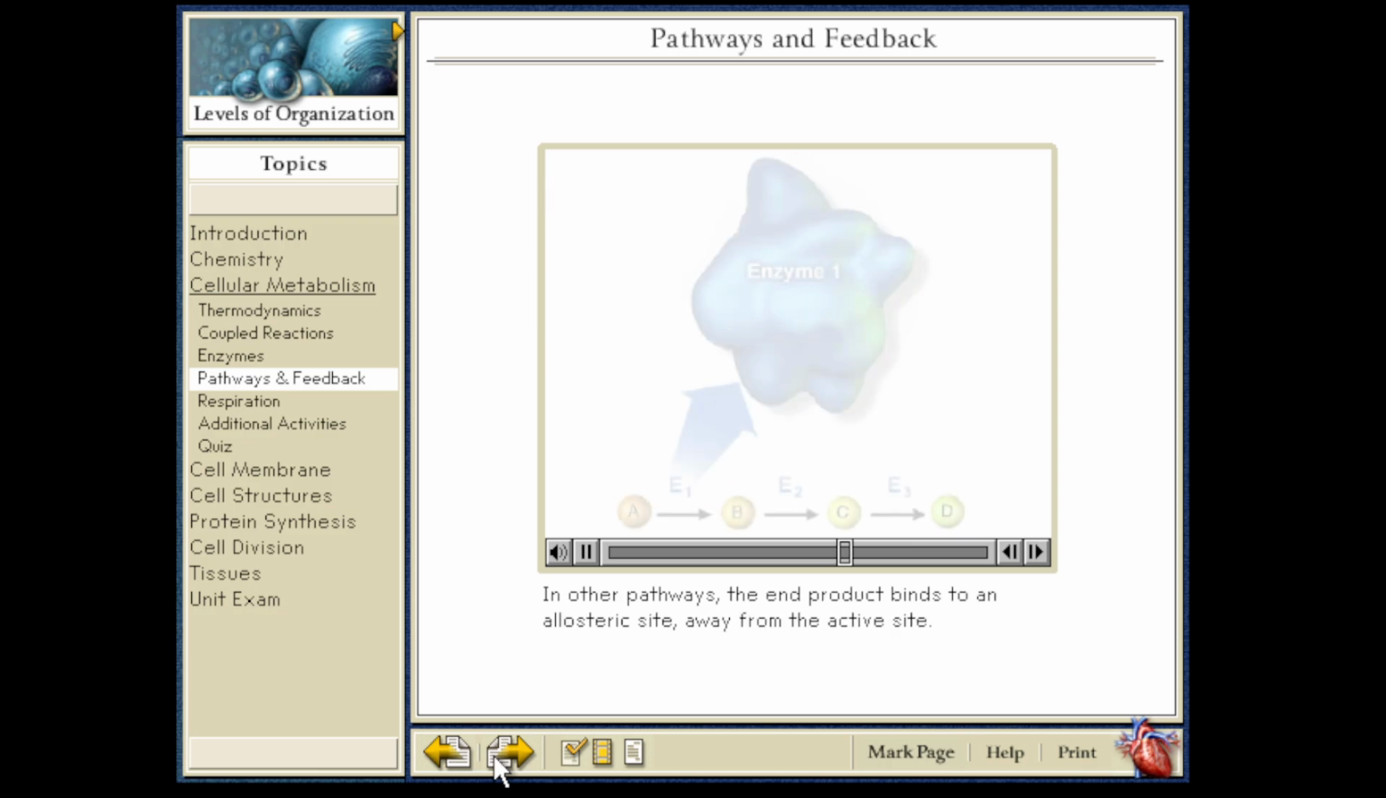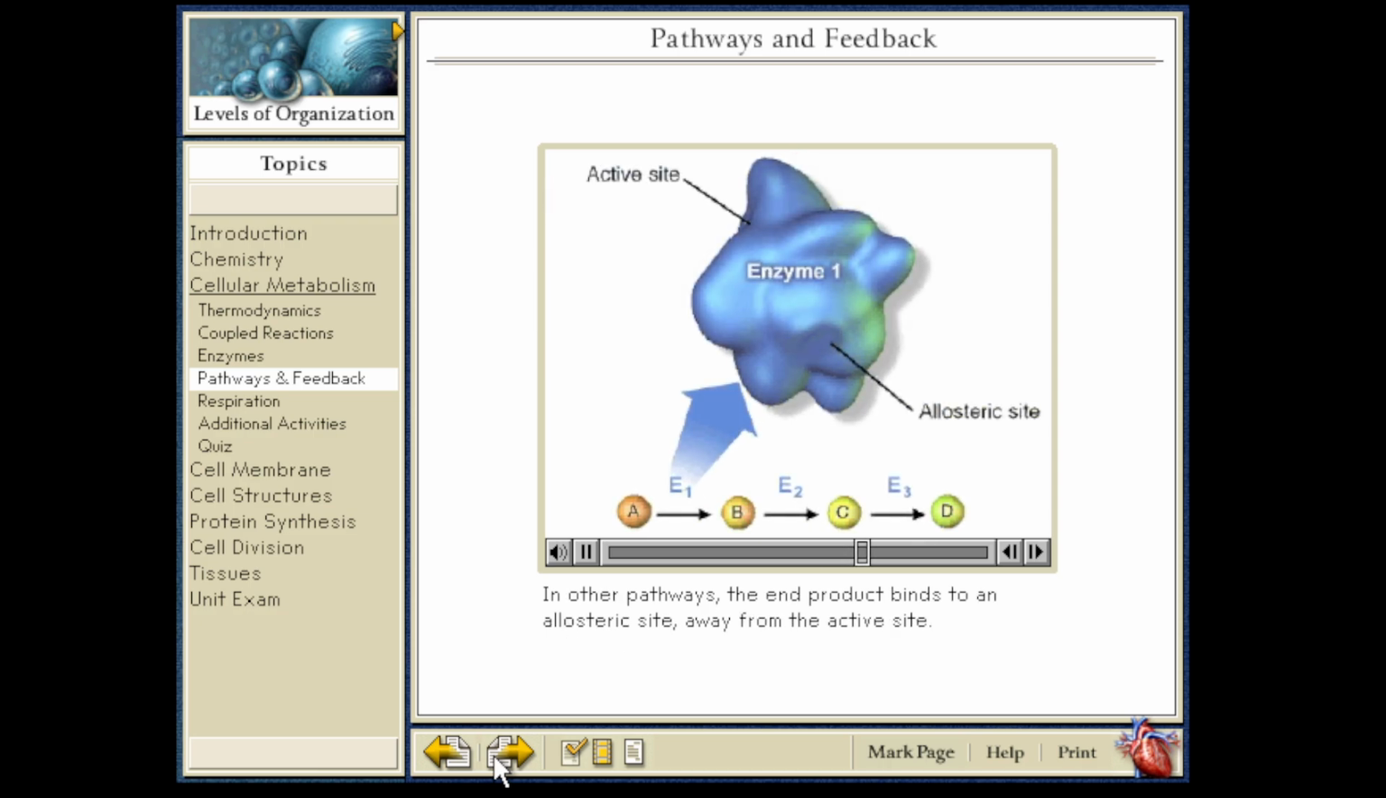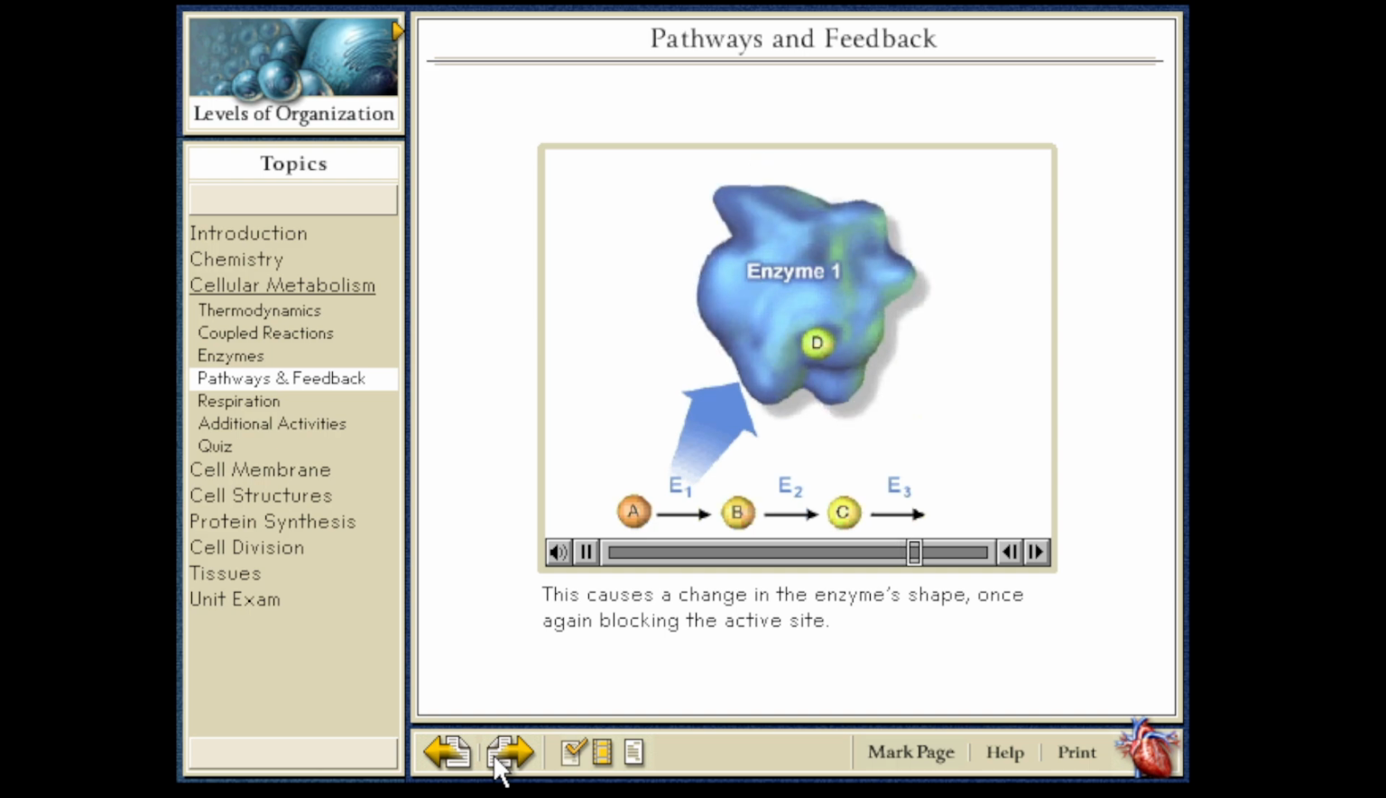In other pathways, the end product binds to an allosteric site, away from the active site. This causes a change in the enzyme's shape, once again blocking the active site. As the end product is used up by the cell, it is no longer available to bind with the enzyme, and the pathway resumes normal operation.